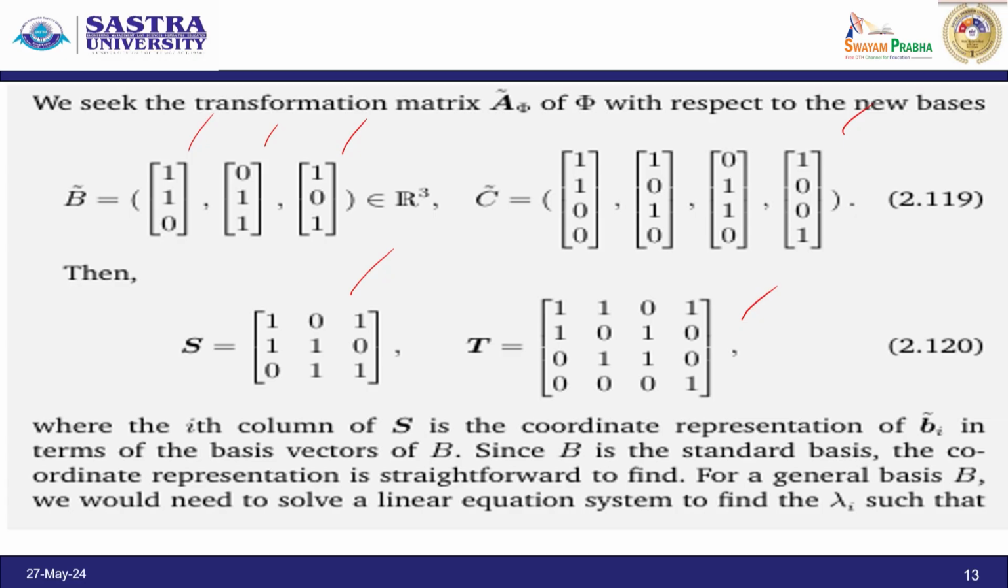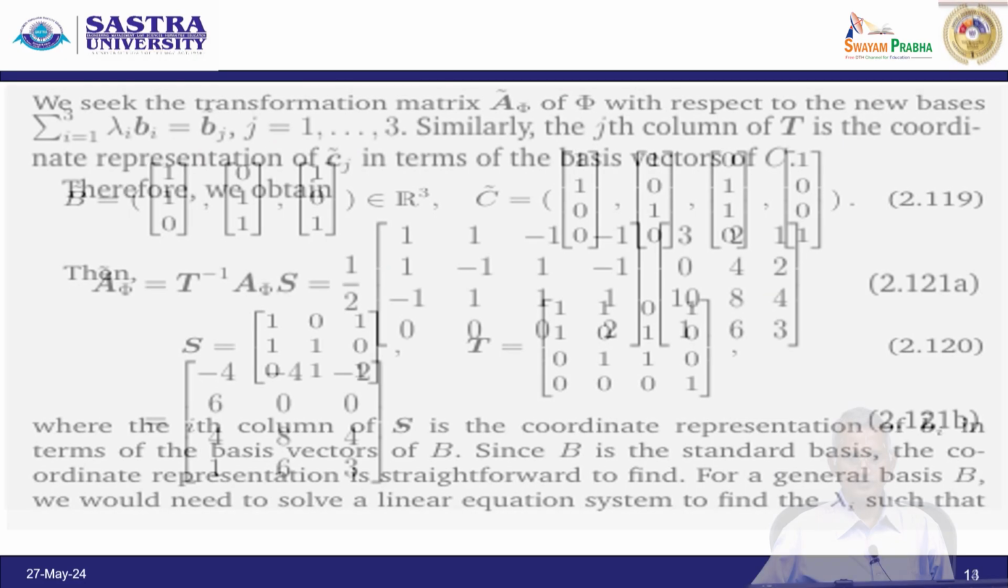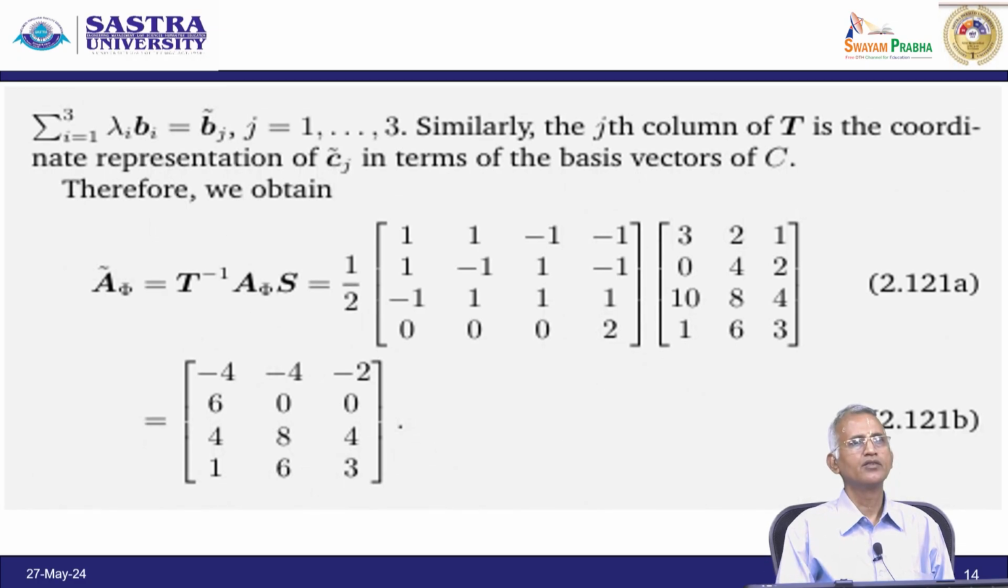Since B is the standard basis, the coordinate representation is straightforward to find. For a general basis B, we would need to solve a linear equation system to find lambda i such that the summation over i equal to 1 to 3 of lambda i Bi equals Bj tilde, where j equals 1 to 3. Similarly, the jth column of T is the coordinate representation of Cj tilde in terms of the basis vectors of C.